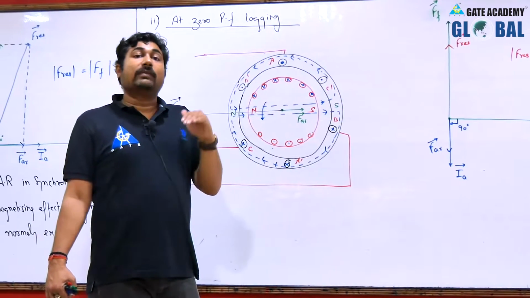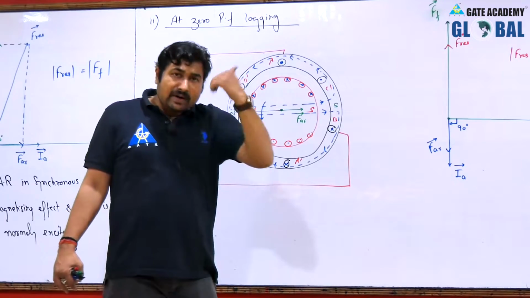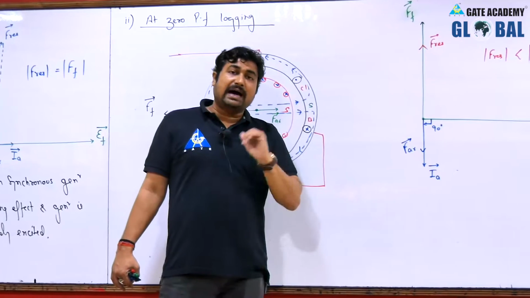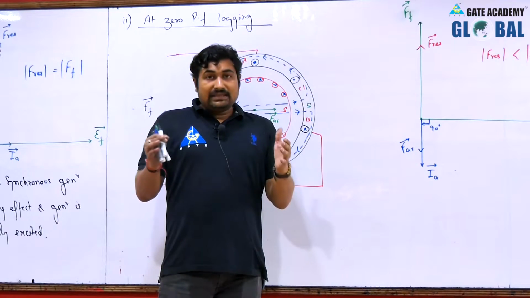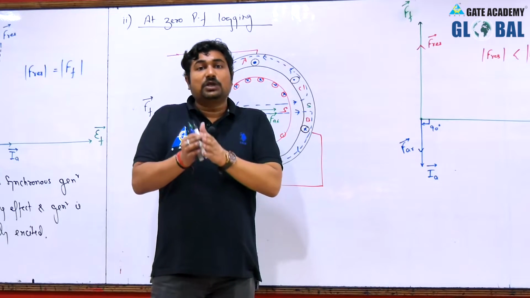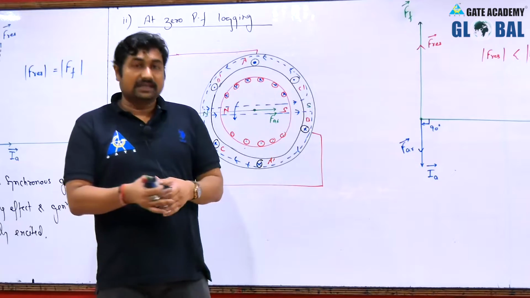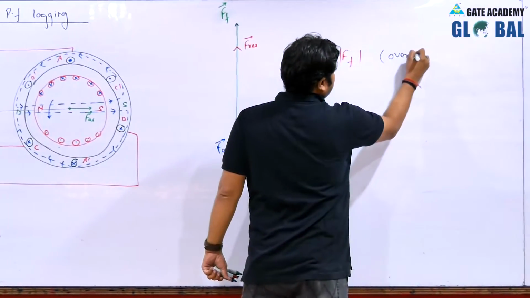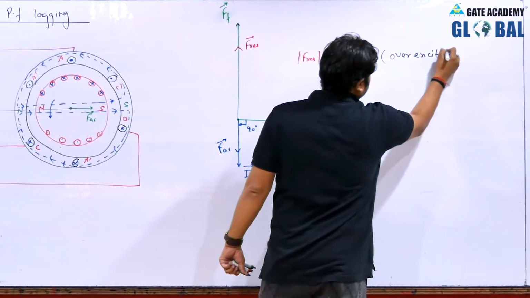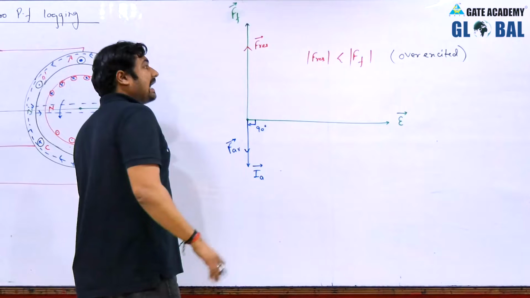It means from the rotor side, the generator seems to be over excited. It means the resultant air gap field is lower than the field provided from our side. So you can say from our side the generator is over excited. So this represents that the generator is over excited. The excitation given to the generator on the rotor is more than the resultant air gap flux.